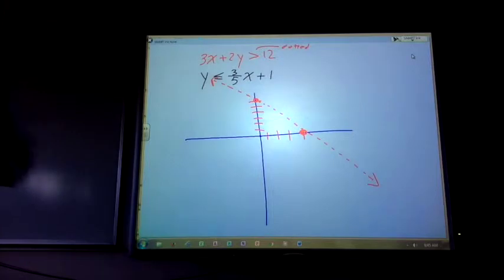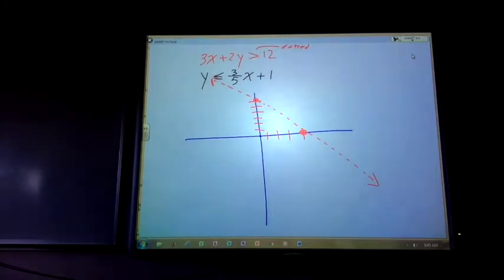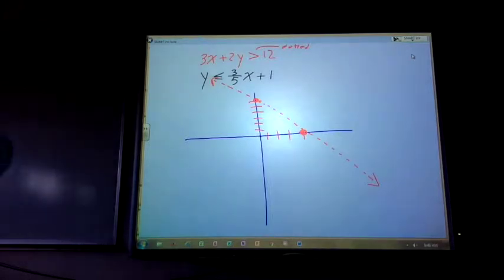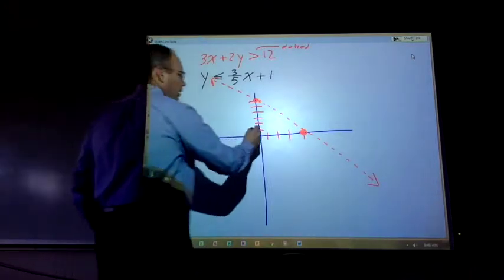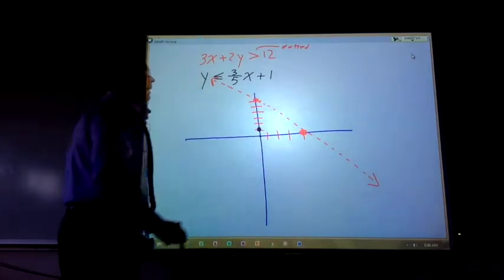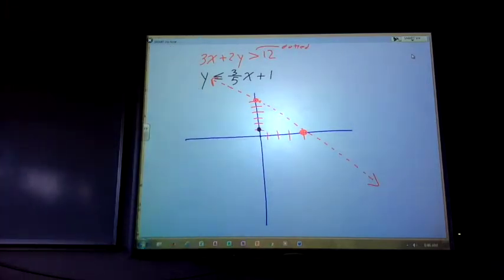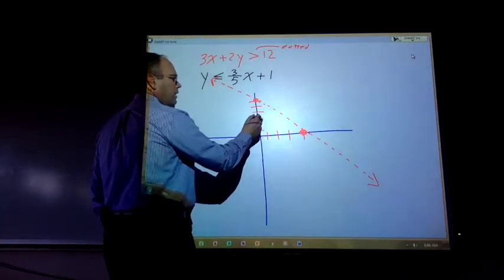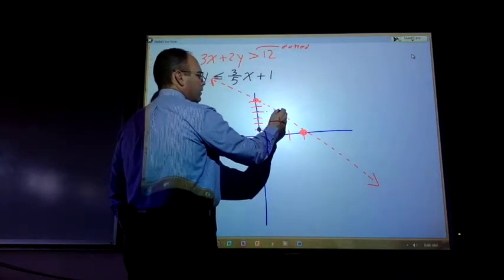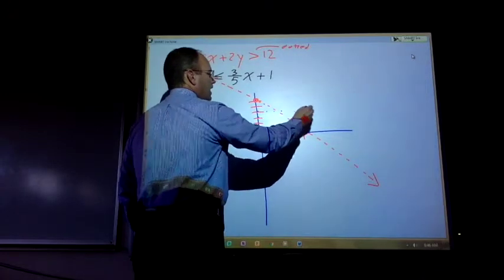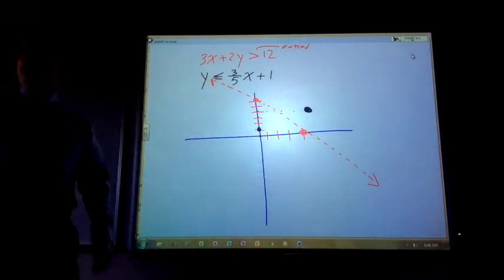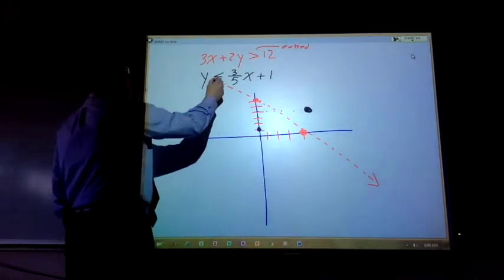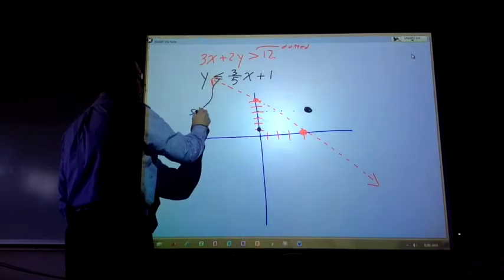Andrew. Yeah. The second equation is not set up to do the cover method because it's y equals. So what is the y-intercept of that one? 1. So I'm going to put a 1 right here. And then how am I going to find the second point? Up 3 and over 5. So from this point, I'm going to go up 3 and over 5. And is that going to be a solid or a dotted line? Solid line because it has that, right? Cool.